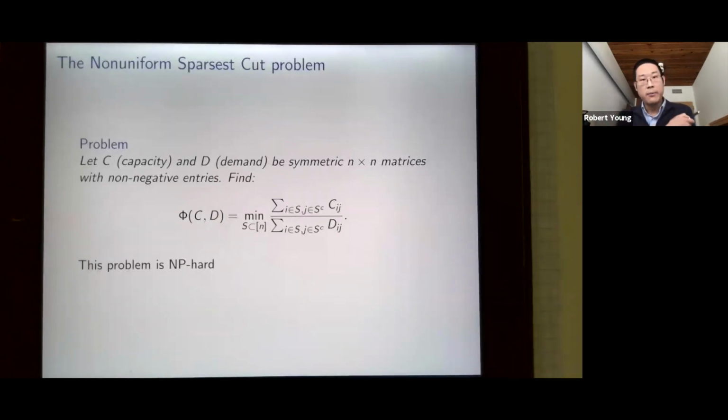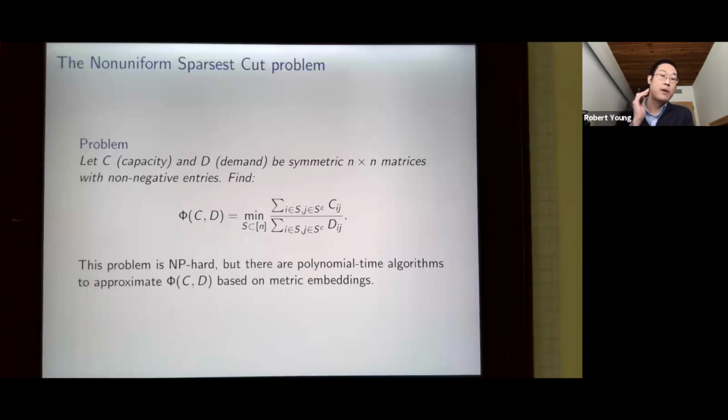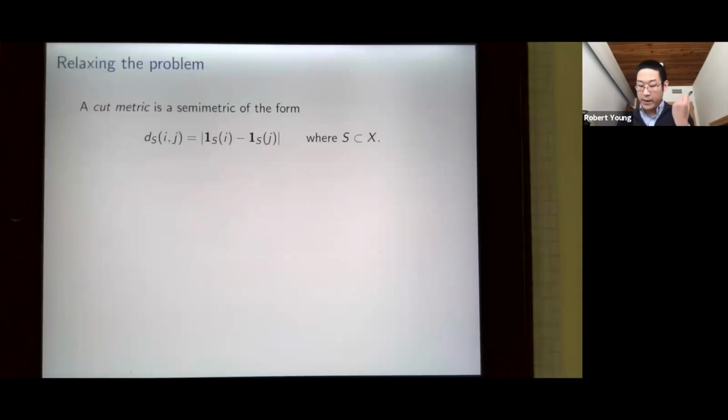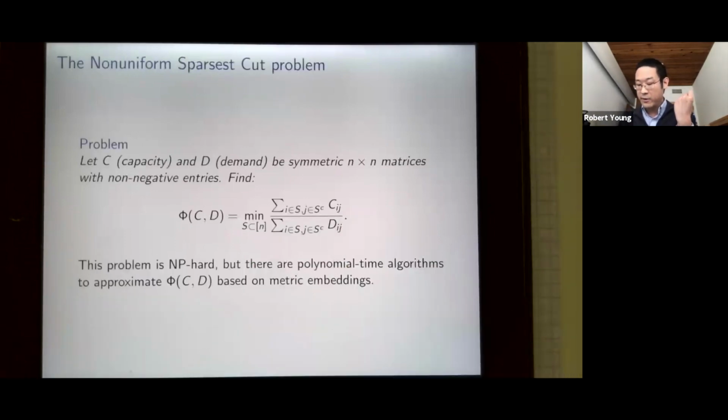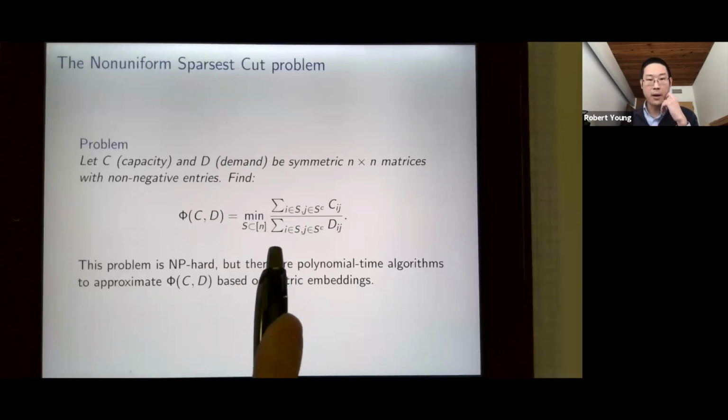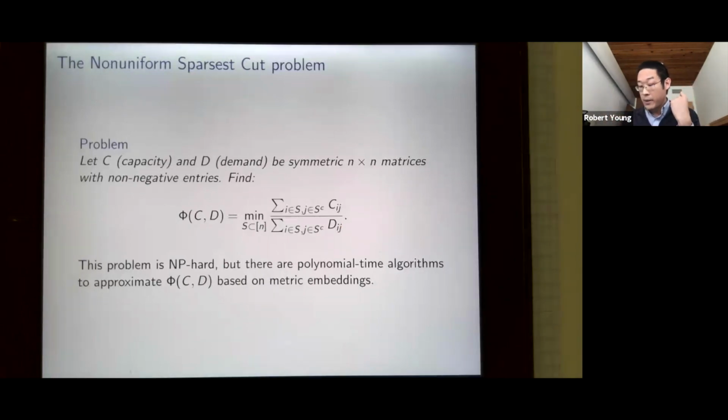Unfortunately, the sparsest cut problem is hard. It's NP hard. But there are ways to solve it approximately. There are polynomial time algorithms to approximate phi of C, D based on metric embeddings. So let me explain this. The idea is that we can use metrics, we can use geometry to construct relaxations of the problem. What that means is that, well, in our original problem, we were minimizing over subsets of the set of numbers between 1 and n. That turns out to be a difficult set to work with. Very often we can expand this set and get an easier minimization problem.